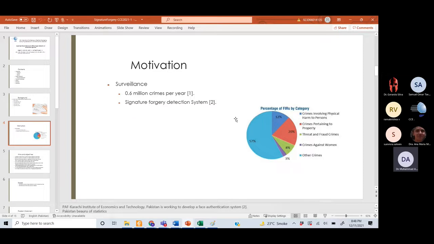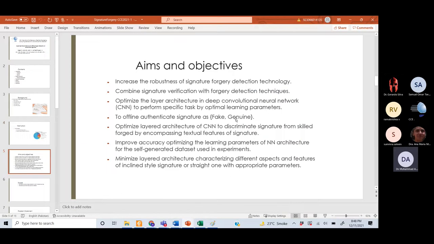This type of crime motivated us to conduct such work that can be helpful, especially to the banking side, so they can detect forged signatures. So on the basis of these motivations, we established our aims and objectives. The first objective of our work is to increase the robustness of signature forgery detection technologies with minimum time, because customers want to perform their transactions immediately and in less time.